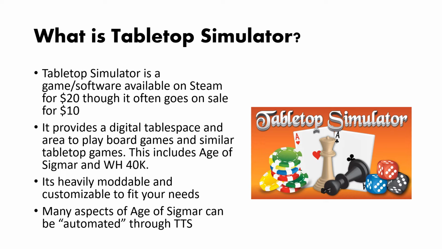So for starters, what is Tabletop Simulator? Tabletop Simulator is a game slash software available on Steam for about $20, though it goes on sale for $10 fairly often. So very cheap considering the monetary investment to make a regular physical Age of Sigmar army. And what it does is it provides a digital table space and area to play board games and other tabletop style things such as Dungeons and Dragons or wargaming like Age of Sigmar and Warhammer 40K.